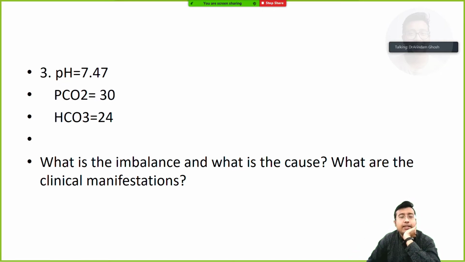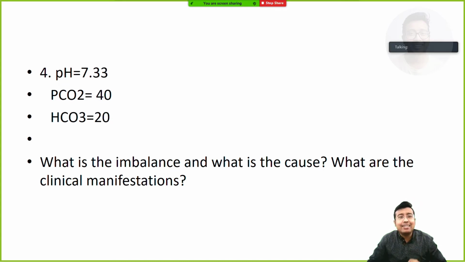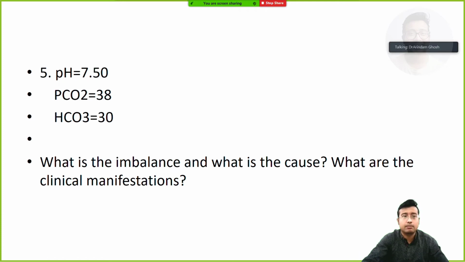I will not be explaining these. This you should be able to do by now. You just need to diagnose the disorder and the compensation. Mind it, even if the pH appears normal, it can be because pH and PCO2 have gone down and gone up and it has been compensated. Okay, next.